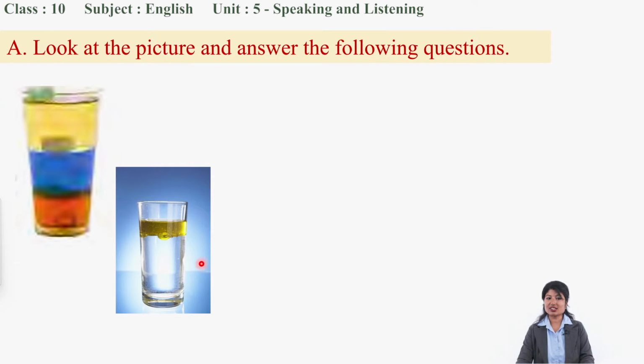First of all, look at these two pictures. What do you see over here? Does it look like juice of different colors? What do you think? And the second picture, what is there? It looks like a glass of water, isn't it? And what is this yellow color, some liquid over here? We'll soon come to know what this is, right?